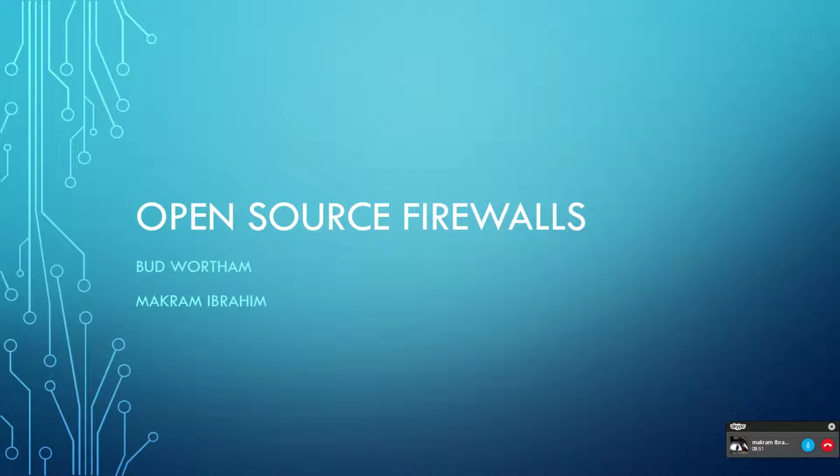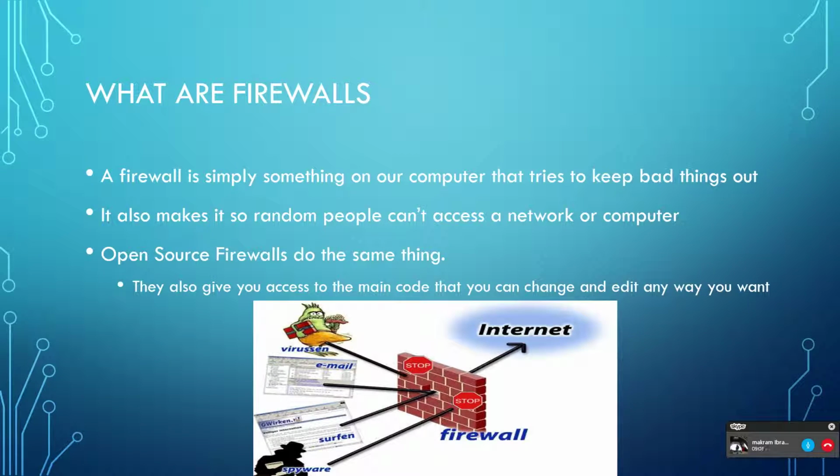Today we're going to talk about firewalls and how they protect you from the internet. We have simple things to go over. A firewall is simply something on our computer that tries to keep bad things out, like viruses, emails, surfing, or spyware. These things are going to be stopped when you have the firewall program.